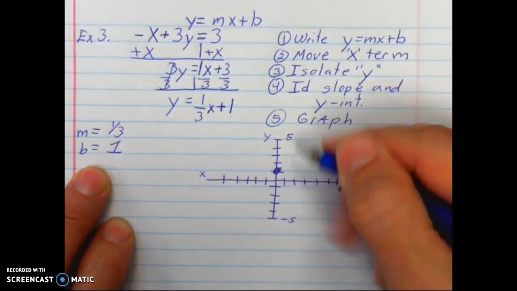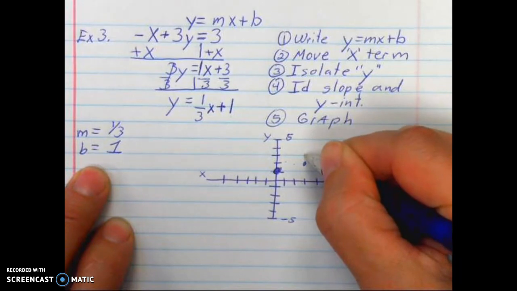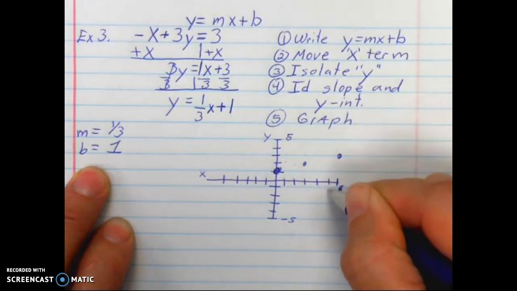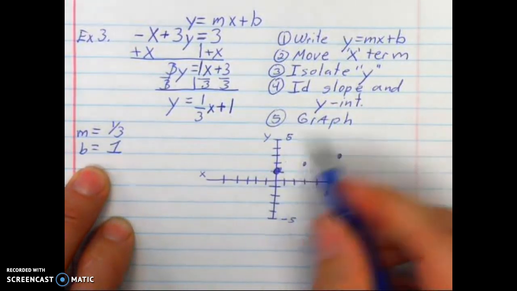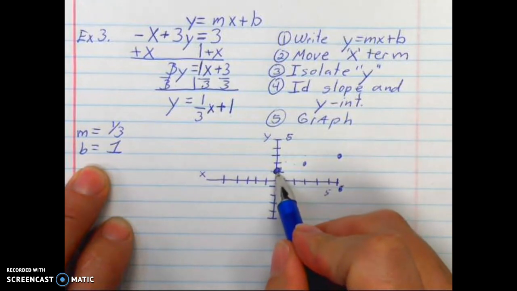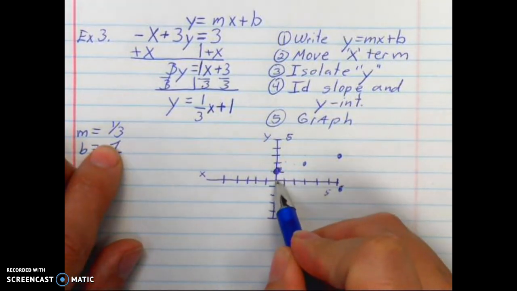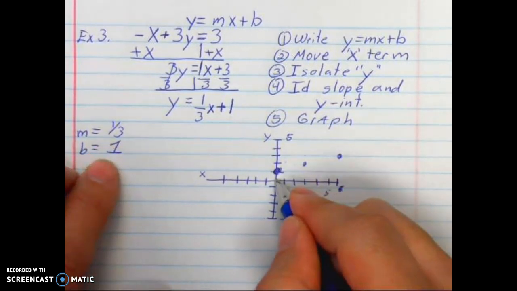So 1, 2, 3. Go up 1. Again, count over 3. 1, 2, 3. Kind of takes me off my graph. I stopped at 5. I had to make a 6. But if you run out of room, you can do this. Go back to the y-intercept and do the exact opposite. If you went up 1, you could go down 1. If you went over 3, you could go backwards 3. So I'm going to go down 1, backwards 3.